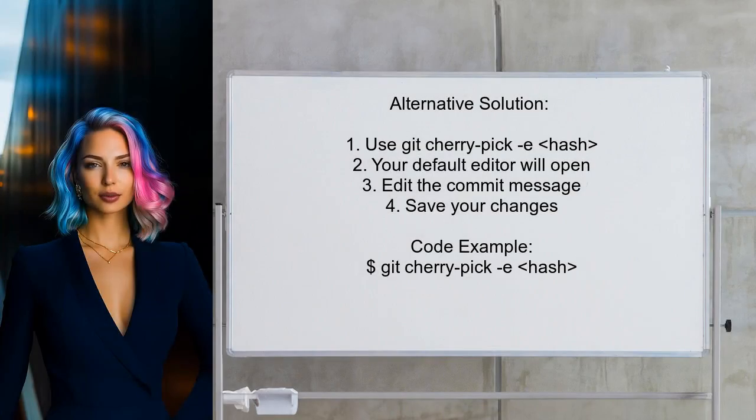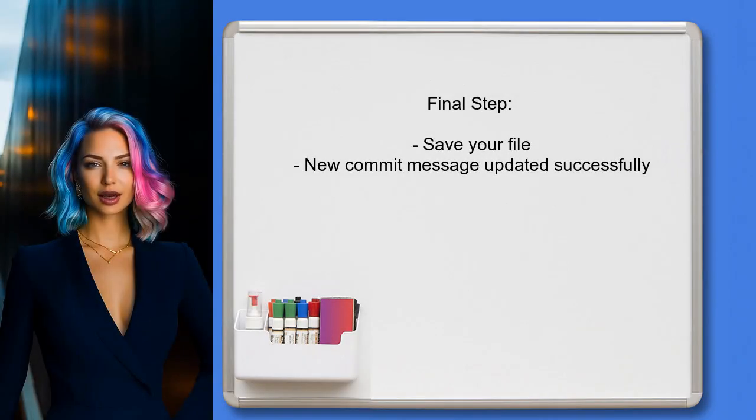An alternative approach to changing a previous commit message is to use the cherry-pick command. You can do this by typing git cherry-pick with the -e option followed by the commit hash. Once you save your edits in the editor, your new commit message will be successfully updated.